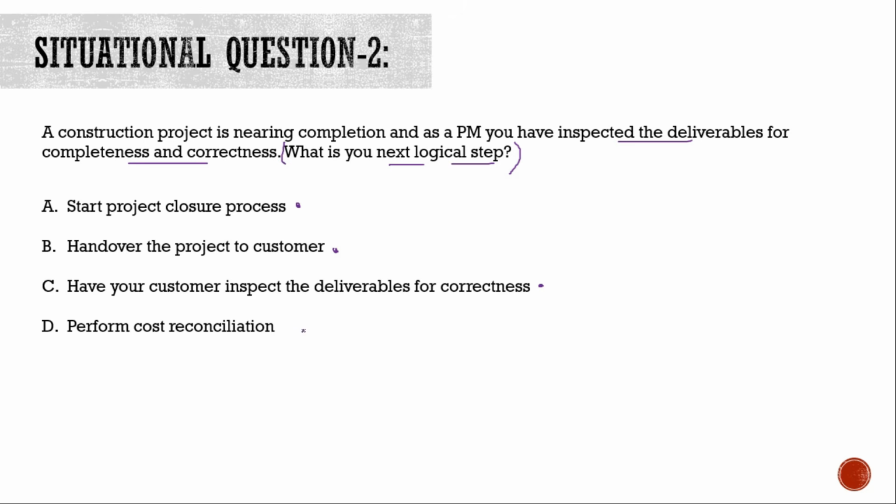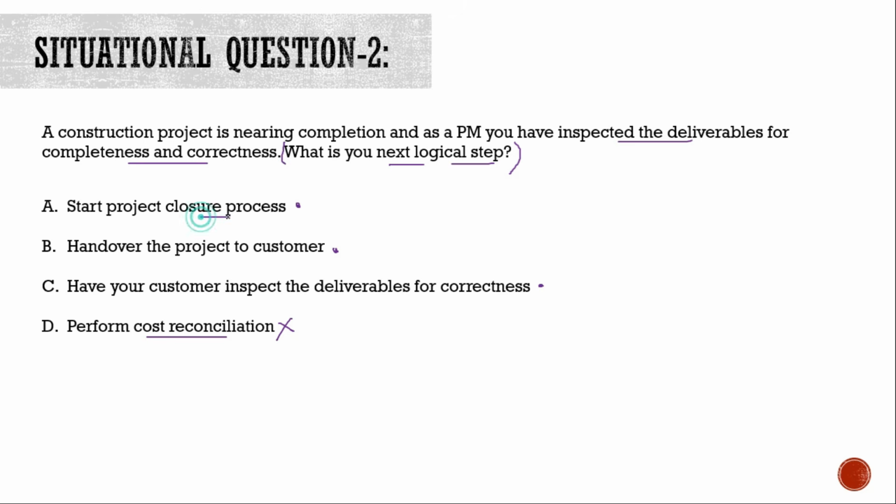Option D, perform cost reconciliation. Maybe we can eliminate this option fully because it falls under the cost management scope, and here it is mostly about the inspected deliverables and the completion of scope. So it nowhere relates to cost reconciliation, so we can safely eliminate option D. Now we are left with option A, B and C. Let's go back in the iteration process and analyze those options again.